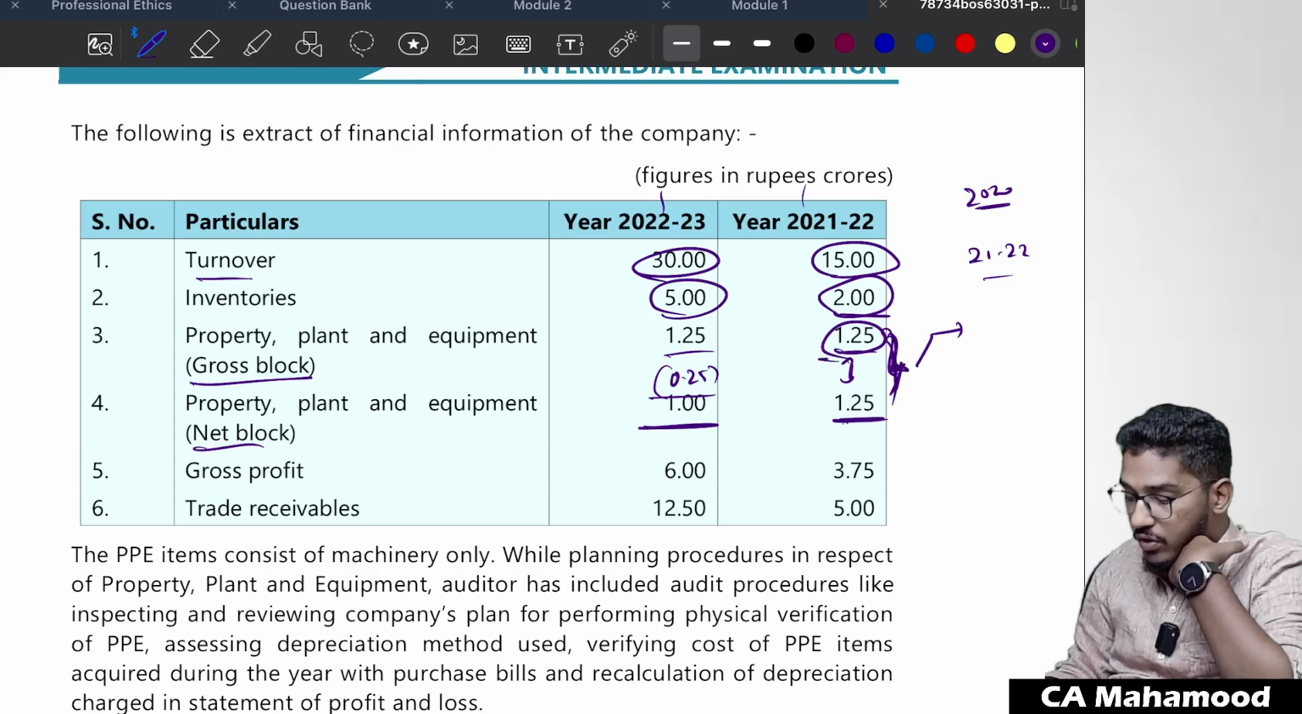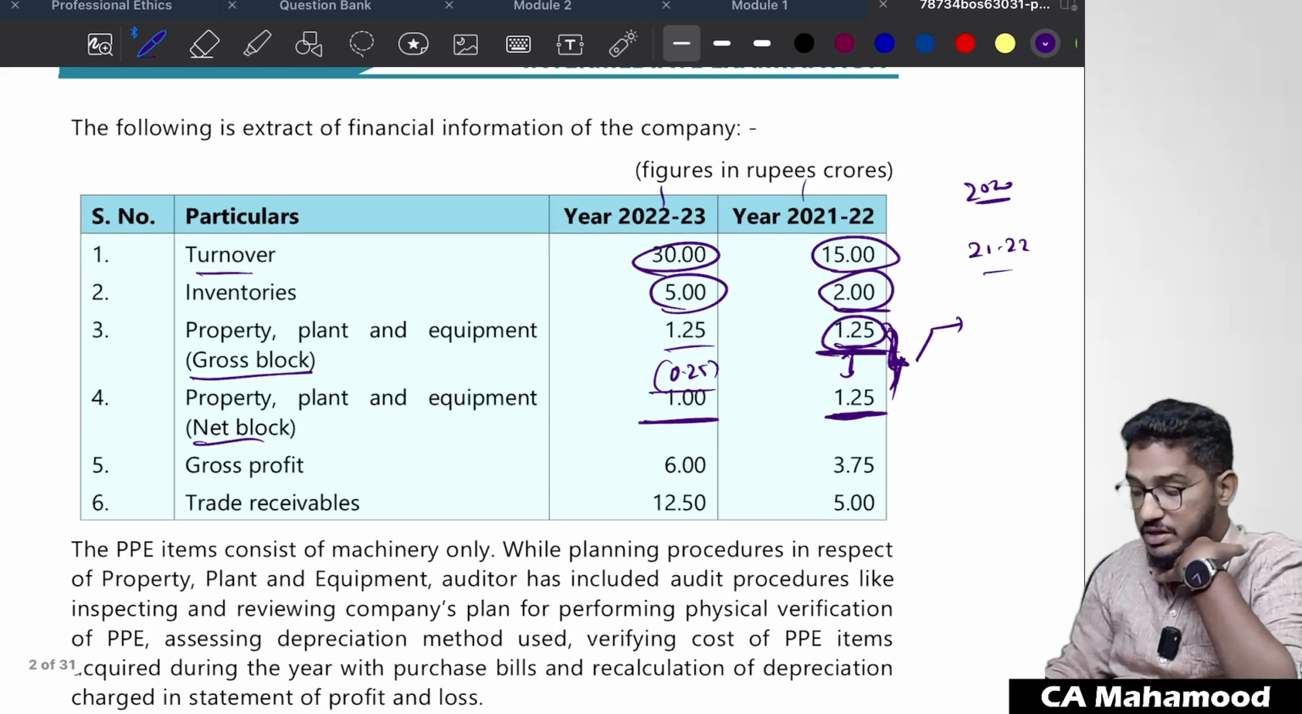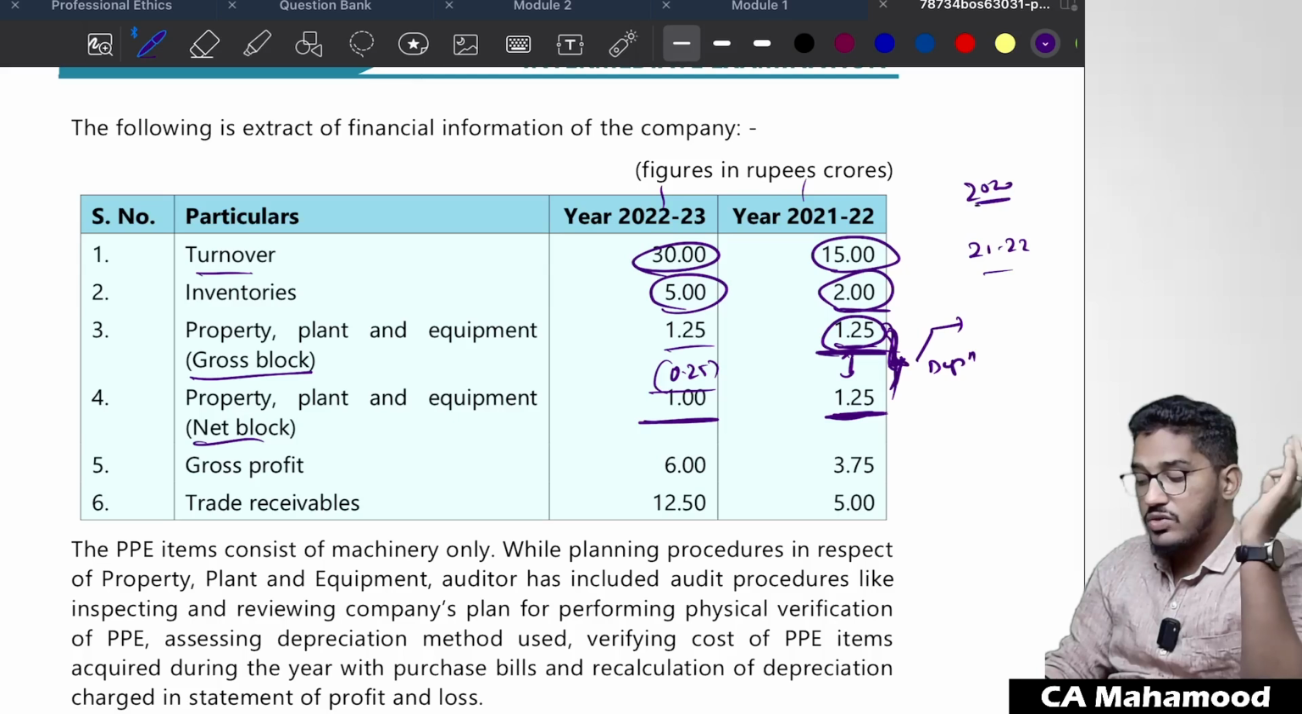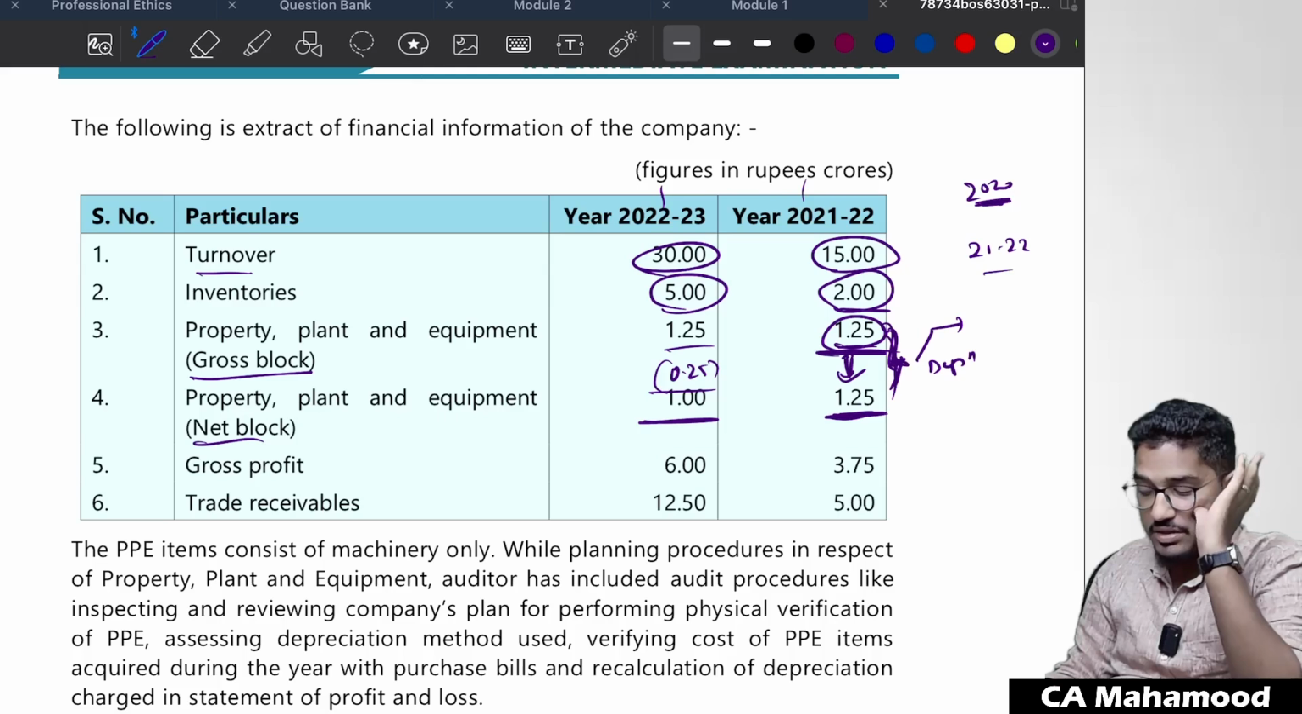But if you see here, gross block and net block both remain the same, which is something suspicious. Why? Because there should be depreciation. In the question they have clearly told there is a risk of material misstatement here. There might be a misstatement in the depreciation of the last year. So last year they might not have charged the depreciation.